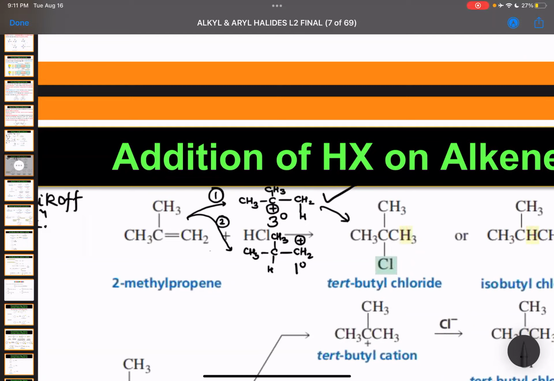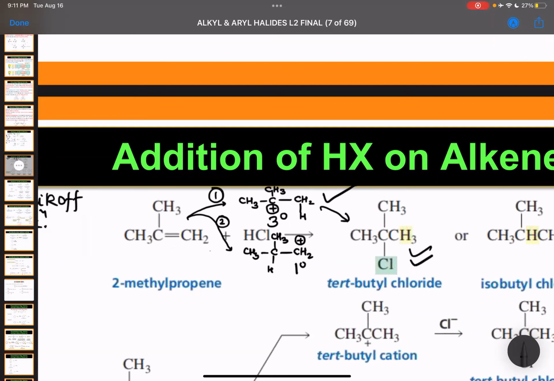A carbon attached to 3 other carbons is tertiary. If it is attached to only one carbon atom, then it is primary. So the more branched the carbocation is, the more stable it will be.